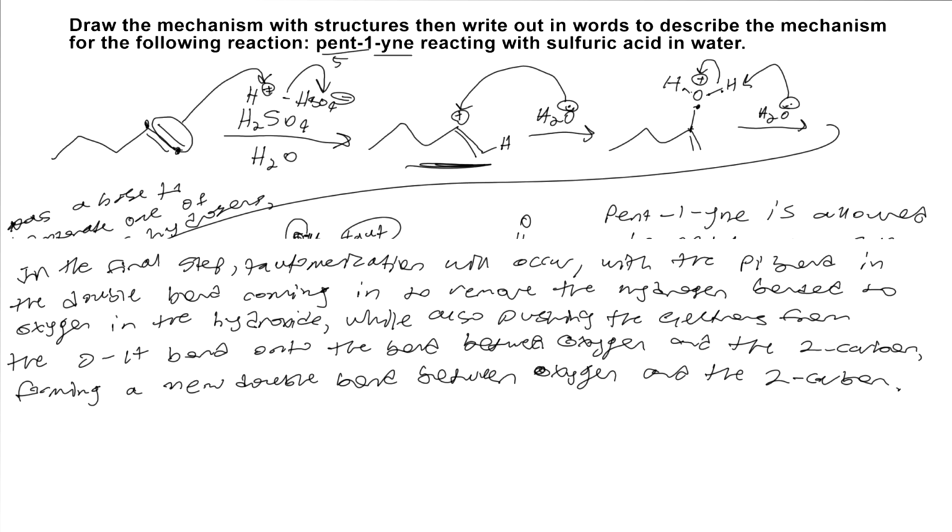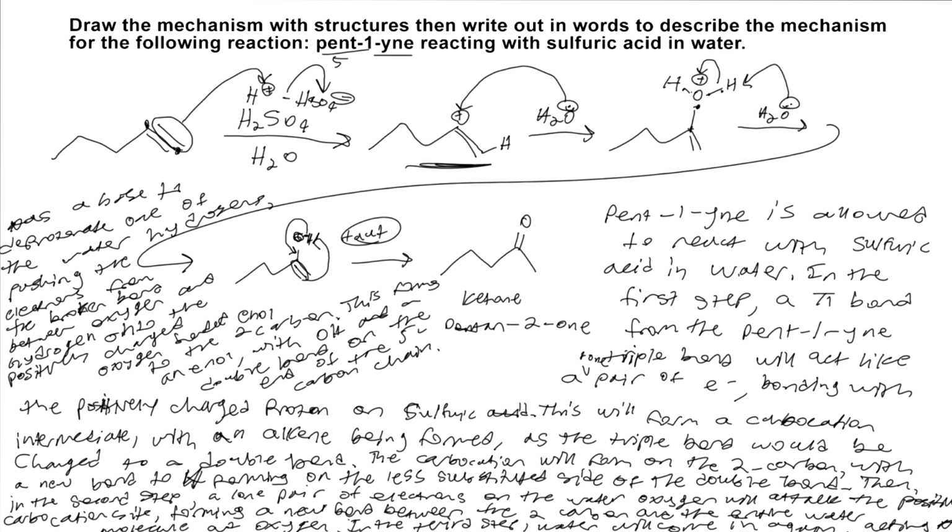And basically we could go ahead and wrap up this description of the mechanism by writing the name of the product. So we could say this forms the product pentan-2-one. That's our whole entire mechanism description in words. I know that I kind of went crazy as far as writing it out, but hopefully with me saying it along with me writing it, everything can kind of be shown here.